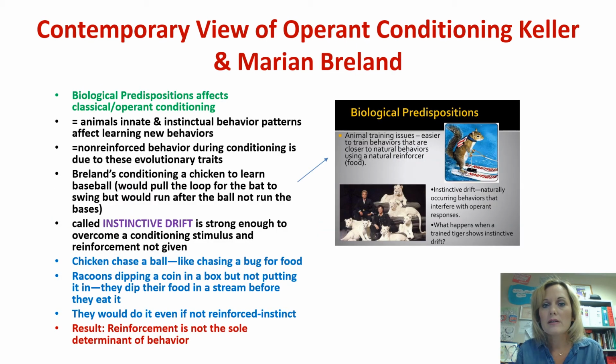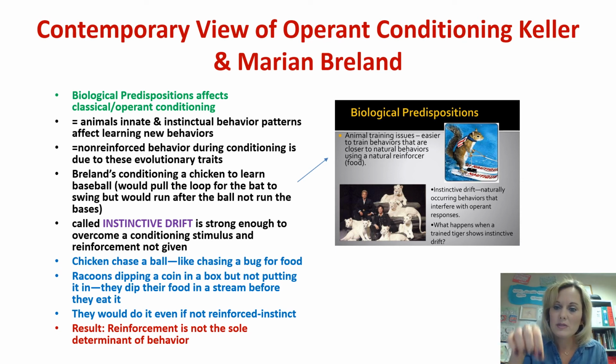And then finally is Keller and Marian Breland, who were, oddly enough, training animals to do weird things. They wanted chickens to pull pulleys to swing a bat and then hit a ball, and so they were playing baseball, and they wanted the chickens to run the bases. Well, because the chickens' predisposition, biologically and evolutionary-wise, is to chase bugs, they were chasing the ball instead of running the bases. And the same with the raccoons that they had.